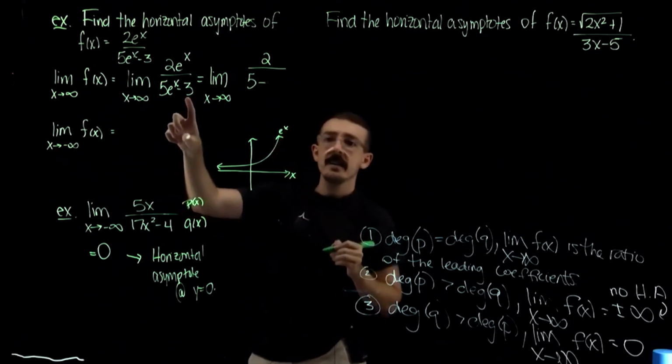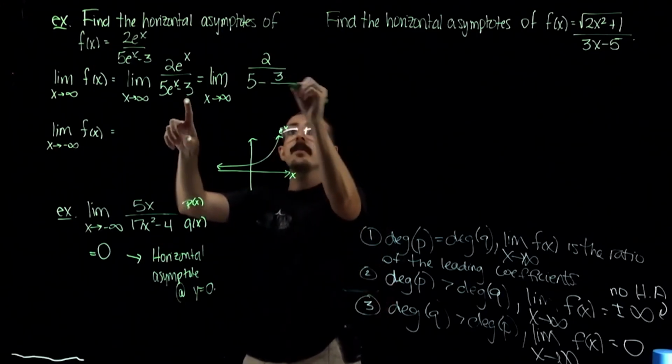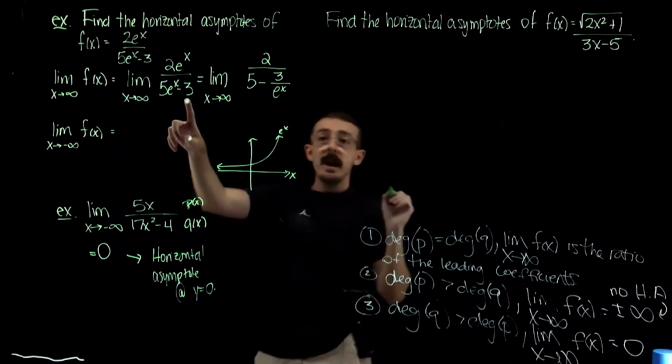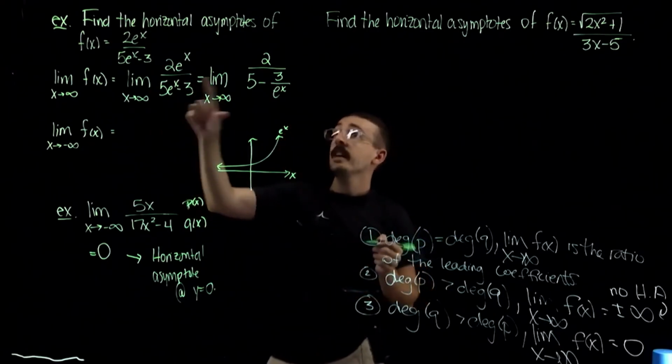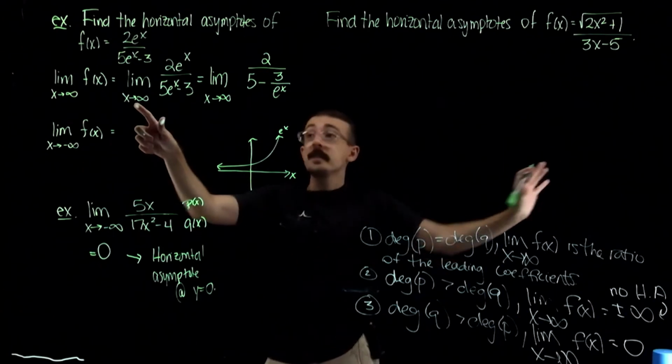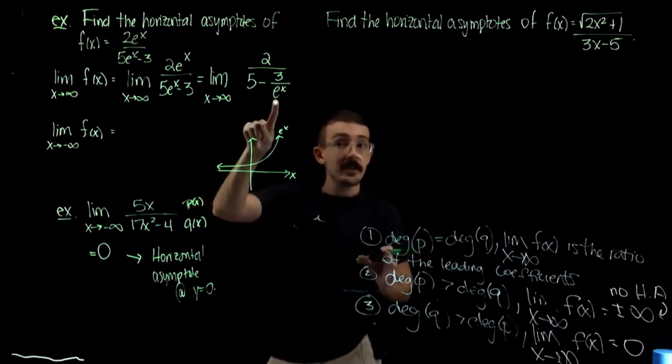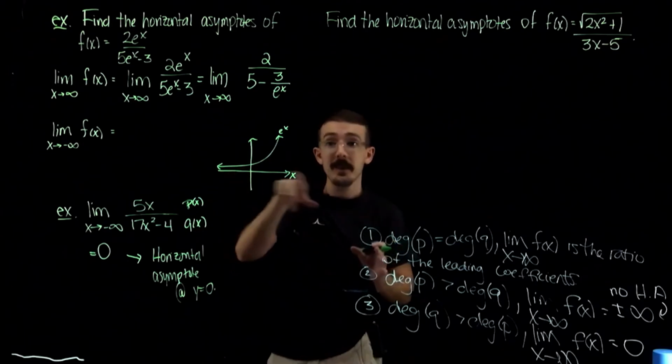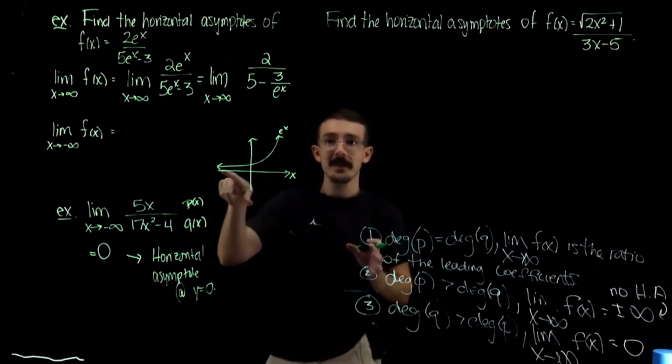And if I divide 3 by e to the x, I get 3 over e to the x. I was allowed to do that because I'm not dividing by 0. We know x is going to be a very large number, so e to the x is going to be a very large number. It will not be 0. It can't be 0 because there's this horizontal asymptote at 0.